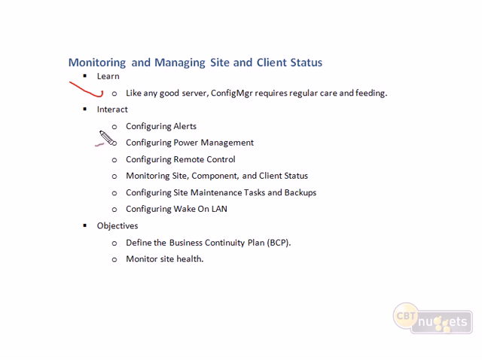So in this nugget we talked about alerts, and how to configure power management and remote control. We went through some of the site component and client status functions so that you can help troubleshoot whenever problems occur. We turned on the backup site maintenance task and talked about some of the places where we might adjust some of those site maintenance tasks, and then spent a minute just talking about configuring Wake on LAN.